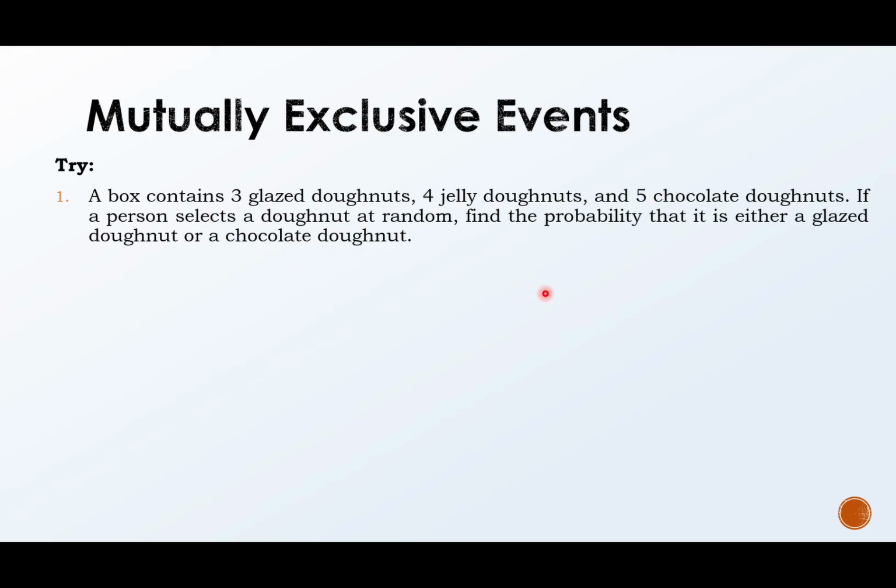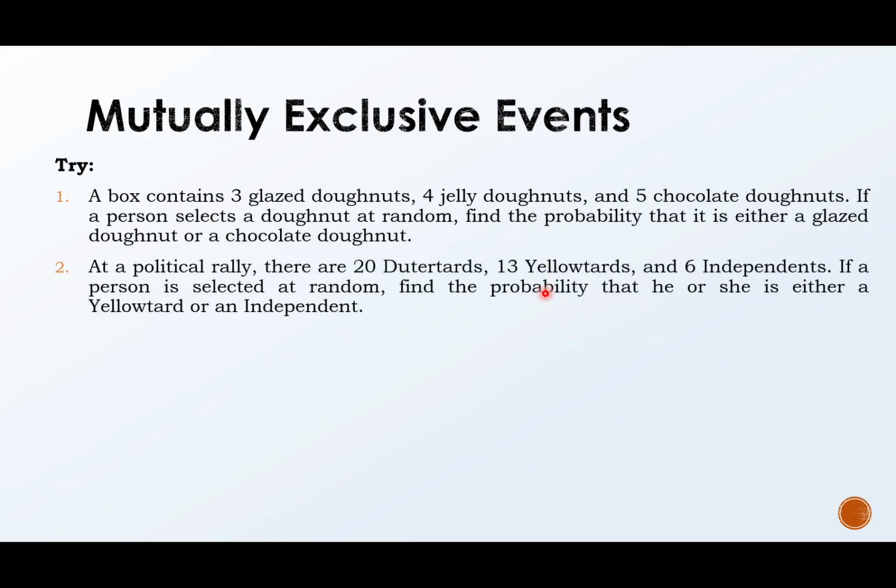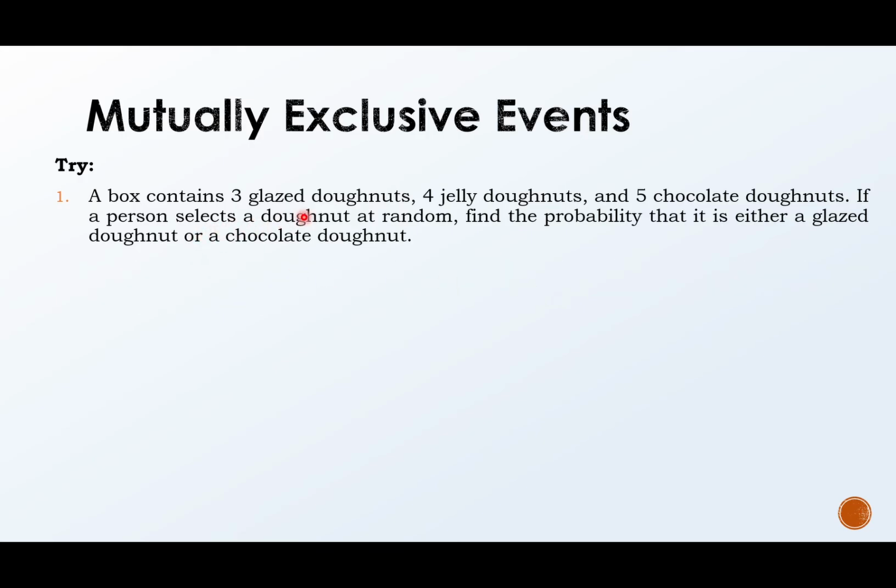So for the next examples, try these on your own. Okay? You can pause the video para masubukan mo. A box contains 3 glazed donuts, 4 jelly donuts, and 5 chocolate donuts. If a person selects a donut at random, find the probability that it is either glazed or chocolate. Okay? So, take note, you have 3 plus 4 plus 5, 12 donuts all in all. Try lang on your own. Pause this video para you can solve.